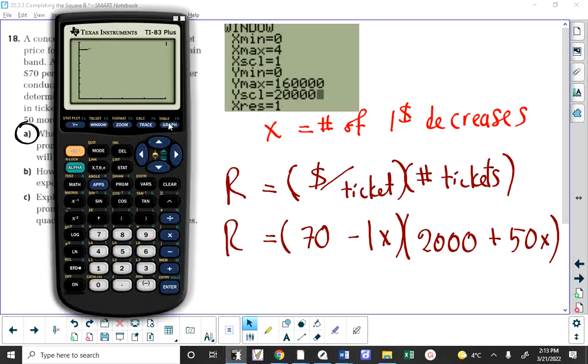Let's see if my logic was sound. Yeah, it looks good. I'm not really seeing a great parabola though, am I?